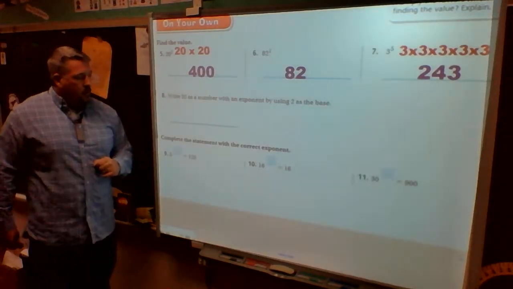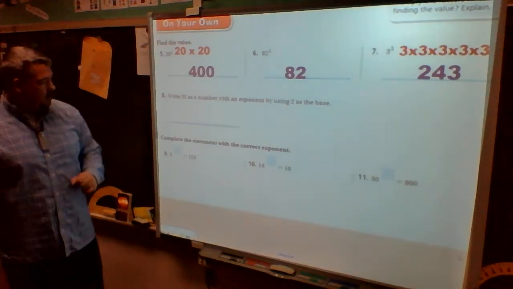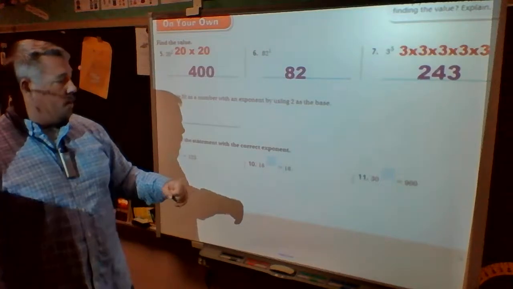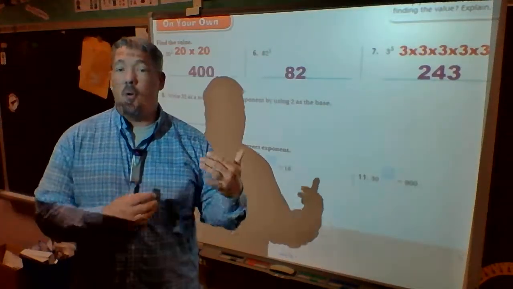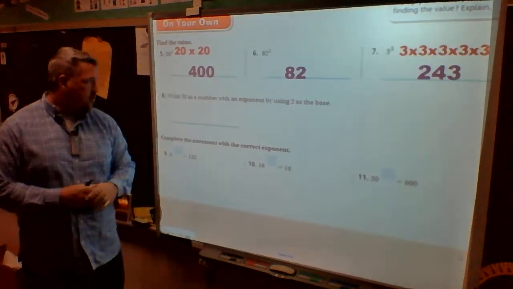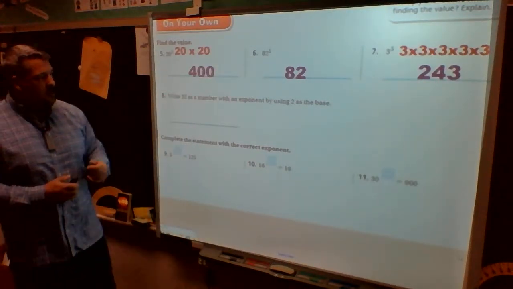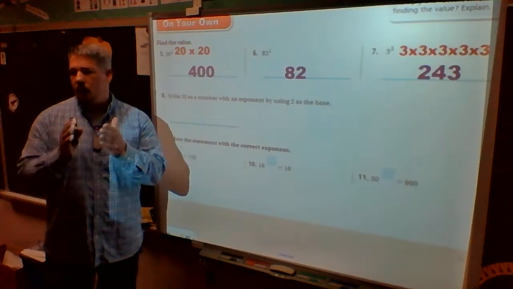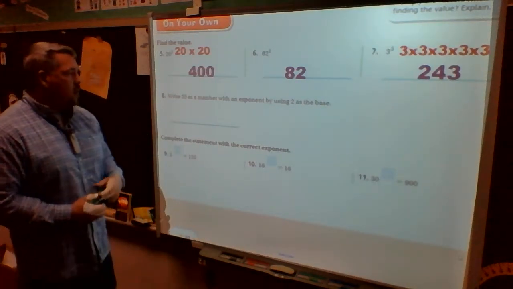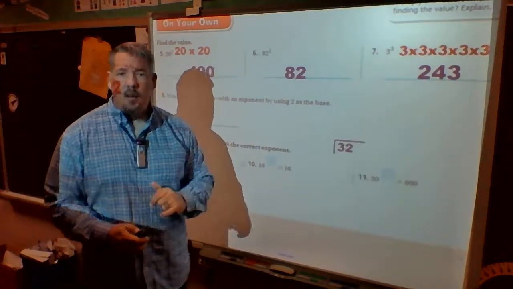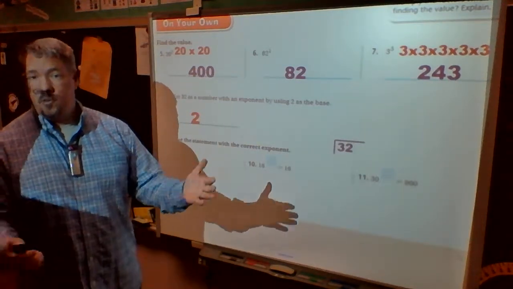For number 8, number 9, number 11, well actually not number 10, these are all going to be using your prime factorization, your stair step, to figure out what my exponent's going to be. Write 32 as a number with an exponent by using 2 as the base. So they tell me I'm only going to have one number there as my base. So I'm going to take my 32, after I write my base down, I'm going to divide by 2 until I only have 2's left.